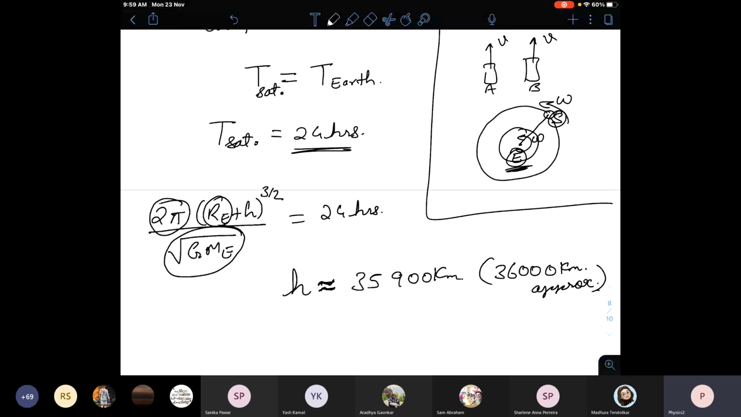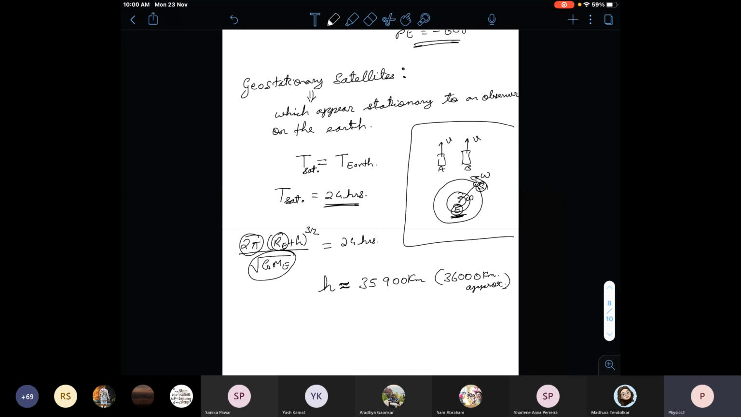Kepler's laws are left, so most probably sir will do it in the next class, or if he is still unwell, and tomorrow you have a class, I guess, then most probably I will take it. So that's it for today. If you want, you can zoom out and write this.